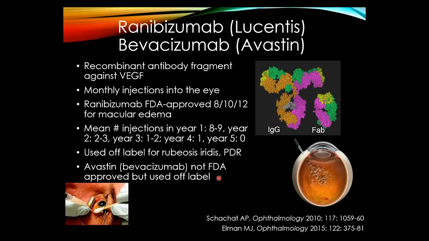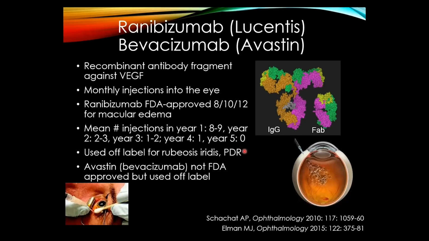And importantly, in diabetes, most of the time people don't have to have a treatment every single month. In the first year of treatment, patients needed to be treated almost every month, between 8 and 9 times a year. But by the second year, they only needed 2 or 3. By the third year, they needed 1 or 2 treatments a year. After 4 years, they just needed 1 treatment a year and none by the 5th year. So over time, with diabetic control, the number of injections decreases.